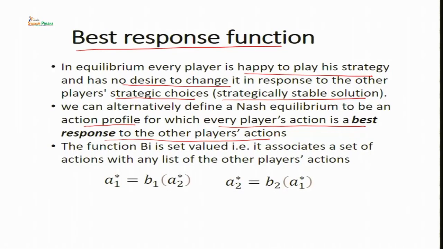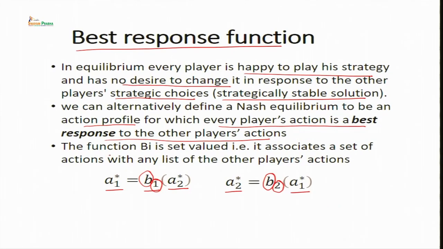Suppose one player is playing, and given the action of the other player, whatever action of this player gives him or her the highest payoff is called the best response of that player against the action of the other player. We can define it like this: A1 star is B1, the best response of player 1 to A2 star, the action of player 2. Similarly, A2 star, the equilibrium action of player 2, is nothing but the best response of player 2 to the equilibrium action of player 1. This is how we define best response.